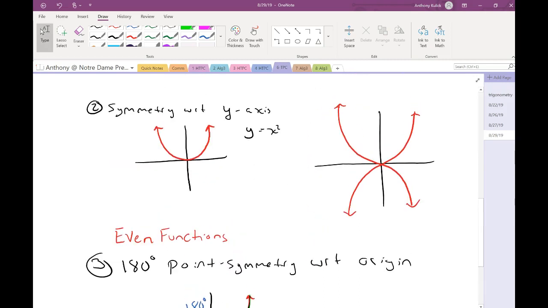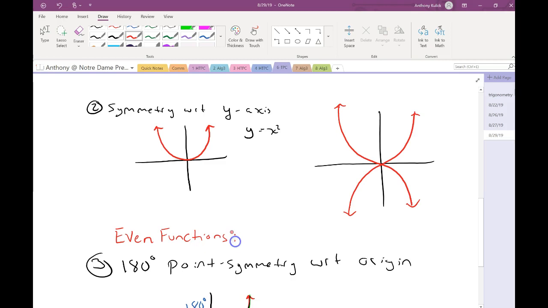The y-axis symmetry? Yeah, you're welcome. Well, let's look a little bit closer because there is kind of a relationship here involving odd and even still.